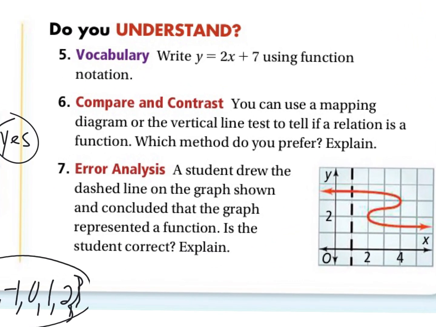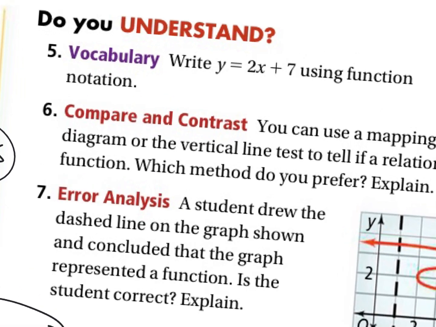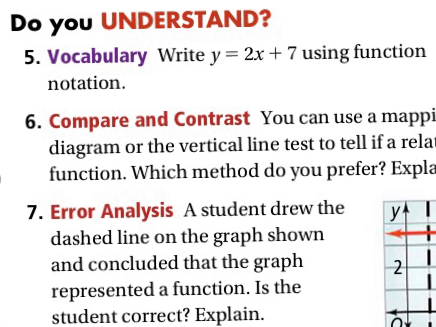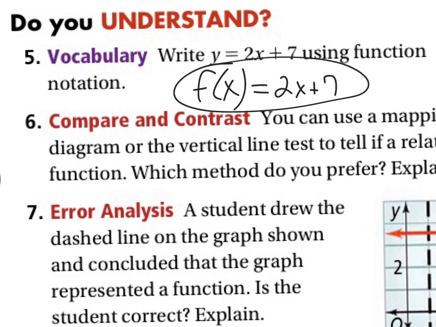Number 5, they want us to write this using function notation. So function notation, instead of a y, we can put f of x. So f of x equals 2x plus 7, and that's all they want us to do there.